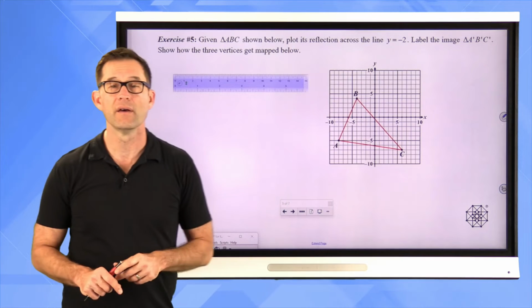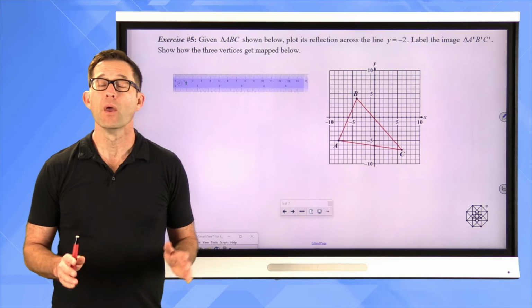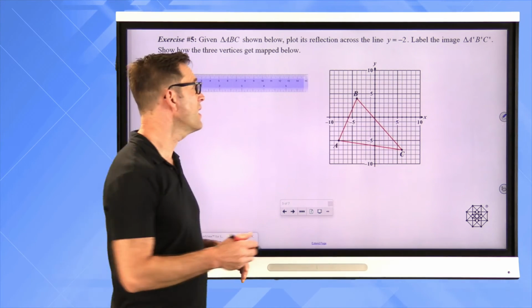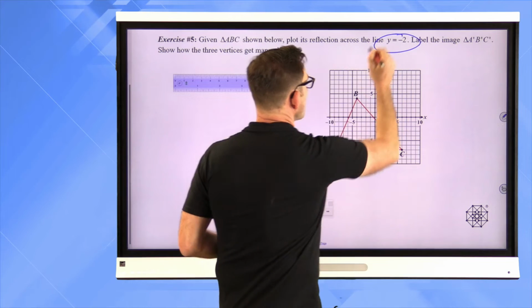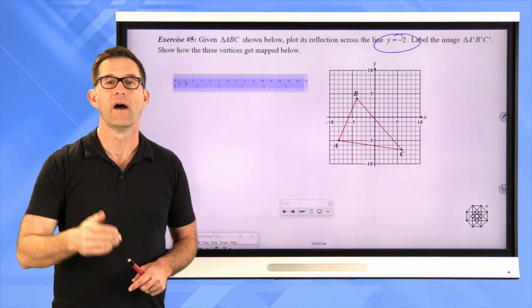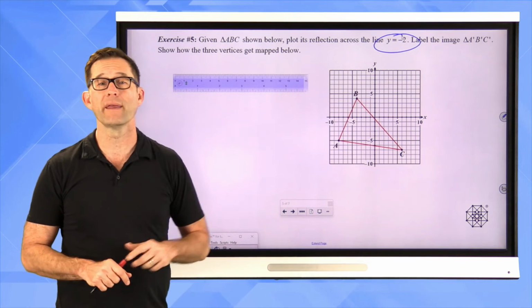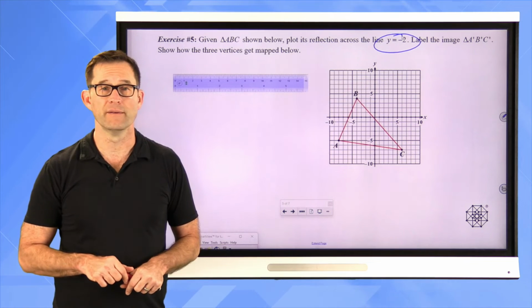So let's take a look at exercise number 5. Given triangle ABC shown below, plot its reflection across the line y equals -2. Label the image triangle A', B', C'. Show how the 3 vertices get mapped below. All right, well, the most important thing here is to begin by graphing the line y equals -2 so that we can really see the line that we're trying to reflect our triangle across. So pause the video now and graph the line y equals -2 on this coordinate grid.